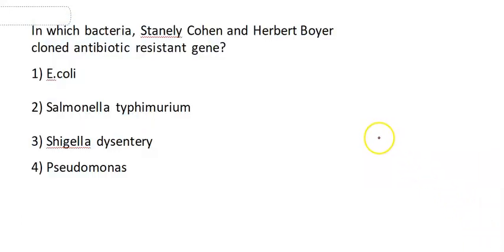We can take the second question. In which bacteria did Stanley Cohen and Herbert Boyer clone the antibiotic resistant gene? Very good question and also based on our NCERT textbook. Option 1 E. coli, option 2 Salmonella typhimurium, option 3 Shigella dysentery and option 4 Pseudomonas. Here I am marking the point: cloned. We know that this question is based on recombinant DNA technology or rDNA technology.